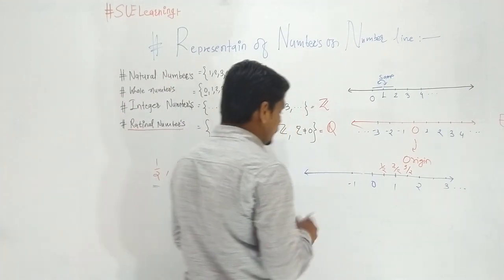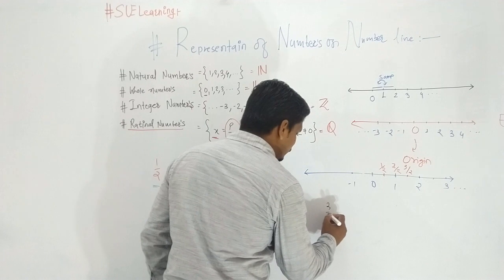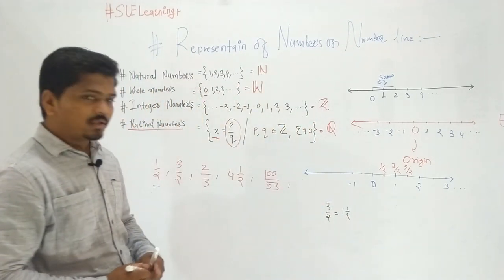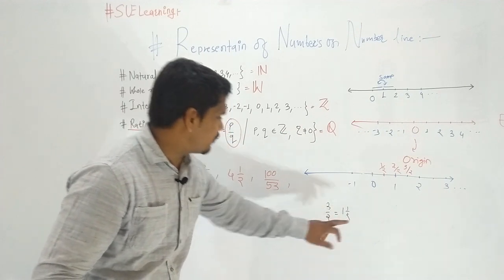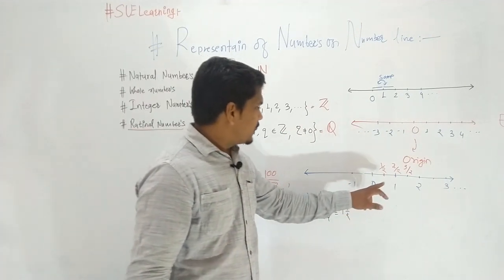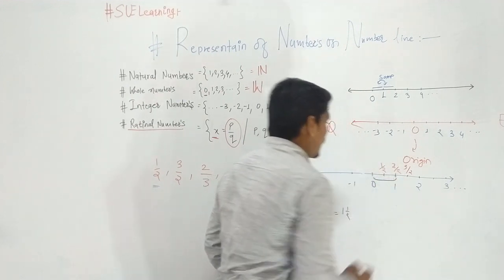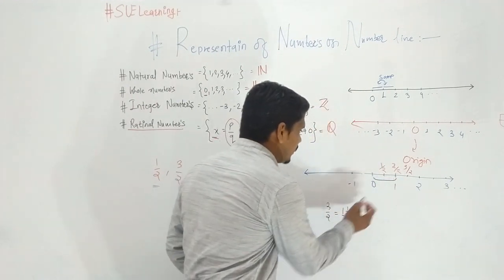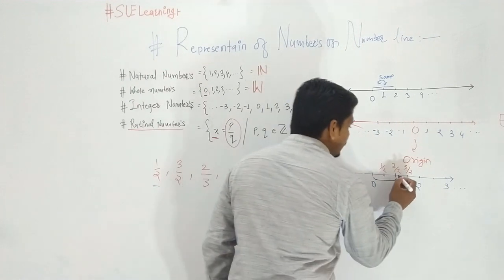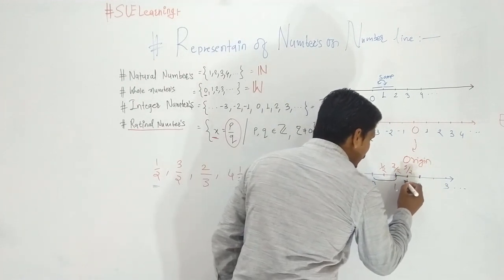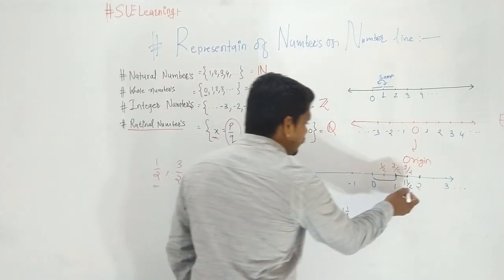Now you can observe here, 3 by 2 can be written as 1 and 1 by 2, right? Means, look here, 1 complete 1 and then 1 by 2. 1 by 2 is nothing but half of this interval. Here it is, right? Therefore it will become 1 and 1 by 2.